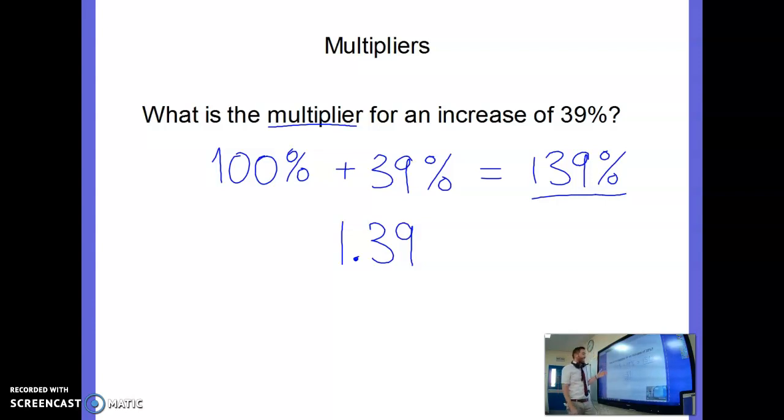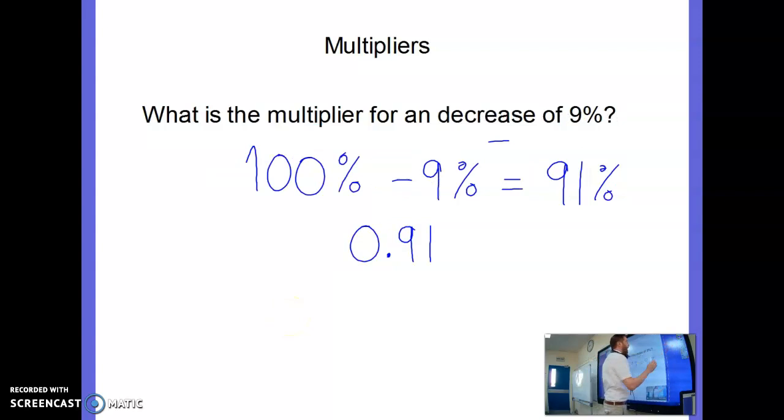But a multiplier is a decimal that we can multiply by to do a percentage change. So we can increase by a percentage, or we can decrease by a percentage. Things can go up, things can go down. For example, the multiplier for an increase of 39%: we take the whole thing that we start with, which is always 100%, we add 39%, and then we get 139%. That as a decimal is 1.39. So if I wanted to increase by 39%, I multiply by 1.39.